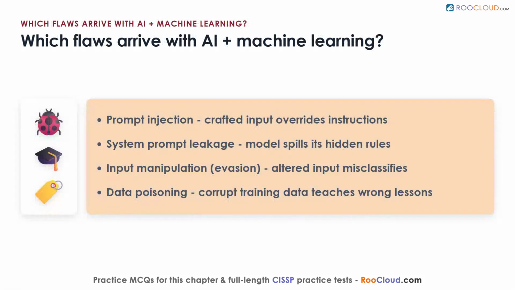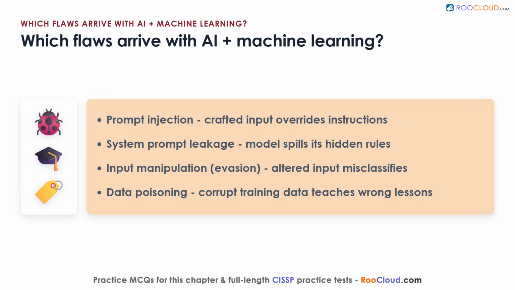Which new flaws arrive with AI and machine learning? A fresh class of weaknesses aimed at the models themselves. With large language models, prompt injection is the big one, where crafted input tricks the model into ignoring its real instructions, because the model often cannot tell developer commands from user data. Closely related is system prompt leakage, where the model spills its hidden instructions, handing an attacker the exact rules to bypass. Traditional machine learning has its own pair.